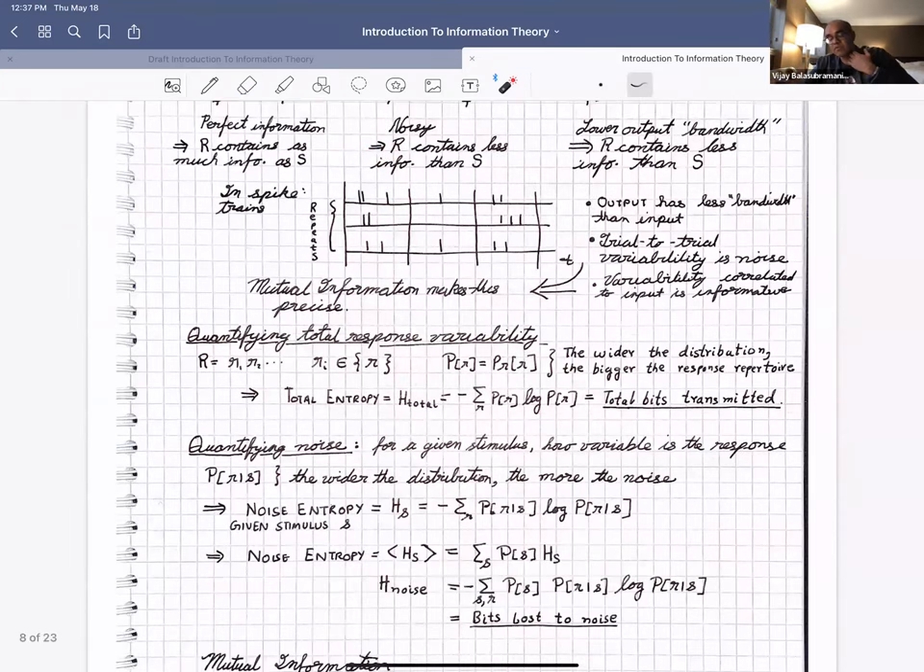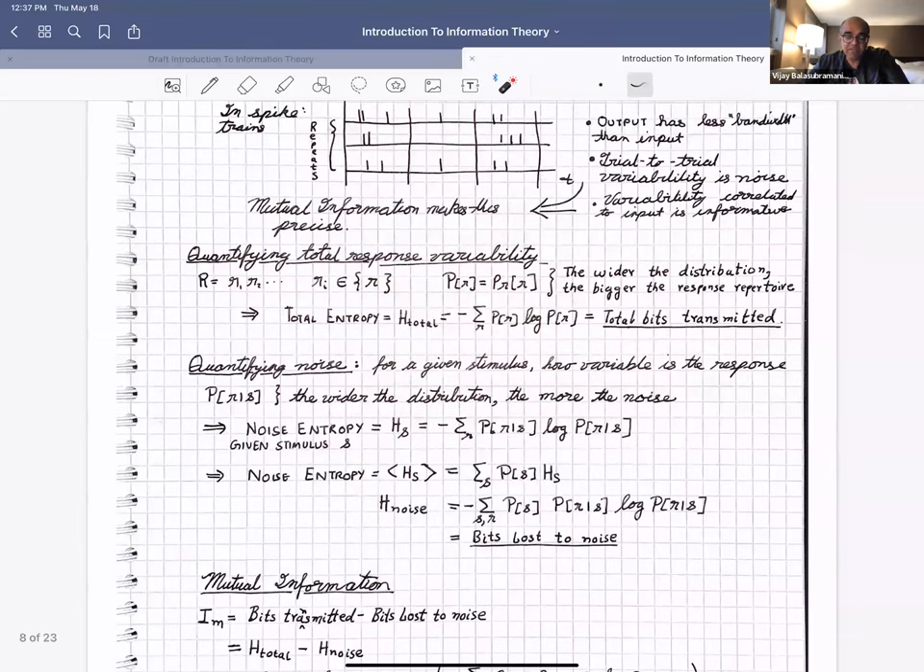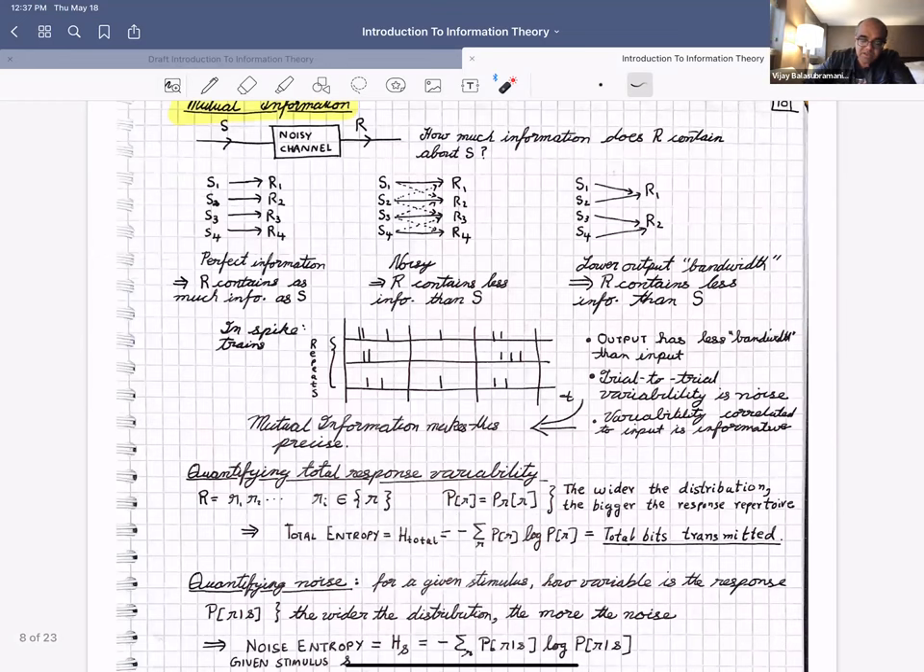So the standard way to do this is as follows. First, you quantify how expressive the response is. So you say that the response is a sequence R1, R2, R3, the output of the channel is some sequence R1, R2, etc., and let's suppose it is drawn from some probability distribution. And so you measure that probability distribution. Then it's clear that the wider this distribution, the wider the response repertoire, and the more entropy the response is going to have. So the total entropy, H total, is simply: you take the responses and you compute the entropy. So that's the total number of bits transmitted by this channel.